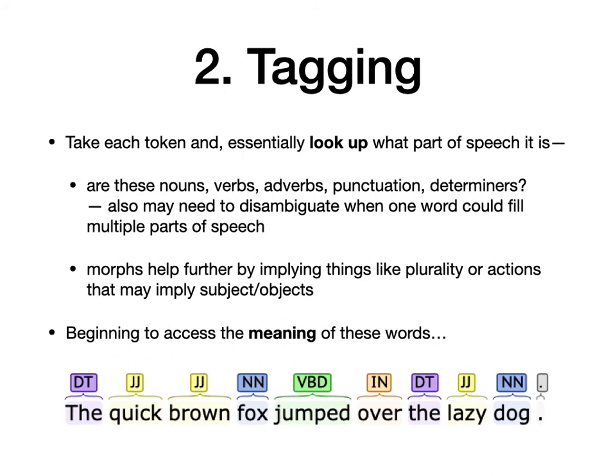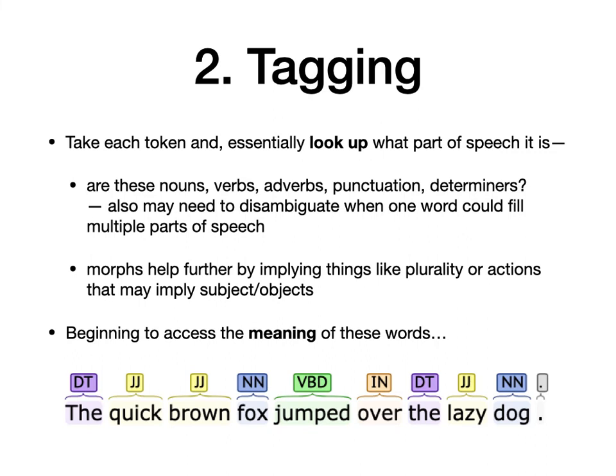And you also might need to disambiguate when one word could fill multiple parts too in this step. On top of this, though, we can look at the morphs, right? So the different forms a word might take. So things like adding the S at the end, that implies plurality, or perhaps you might have a verb that implies an action that requires both subject and object, or only one, right? But you can see we're beginning to access some of the meaning of these words. They are sort of magically becoming, from just a row of characters, a row of letters all in a row, they're becoming things that might mean something.